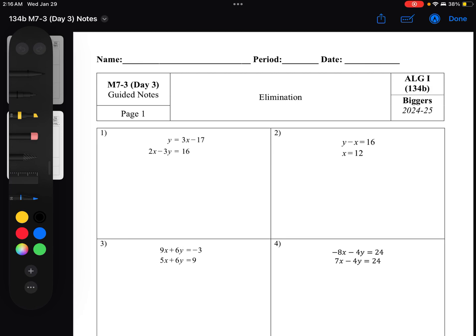Hello there. Today we're going to start with Module 7, Lesson 3, Day 3 on elimination. This is the third day in a 4-day assignment. After the conclusion of these notes, you will have to submit an ALEX assignment.